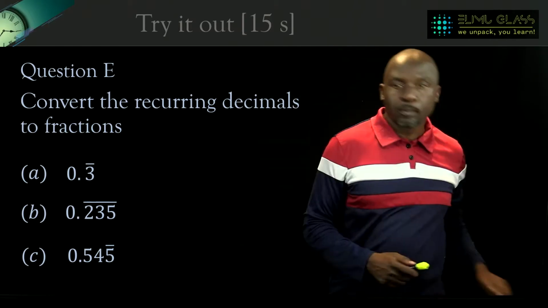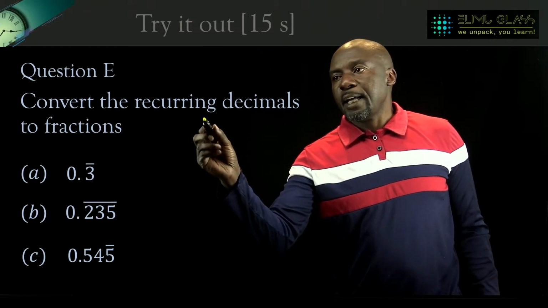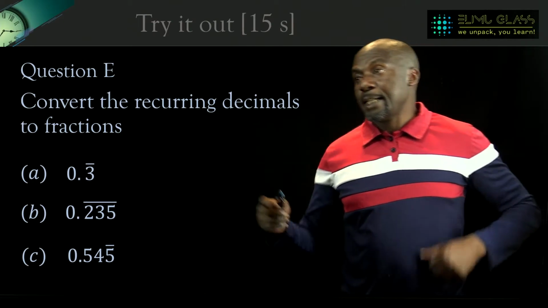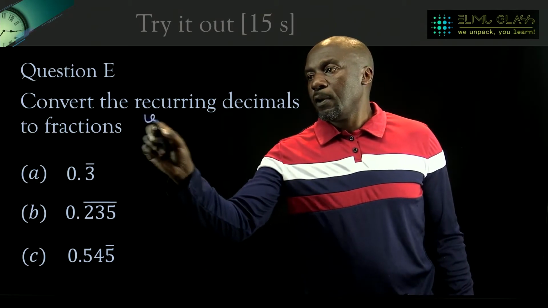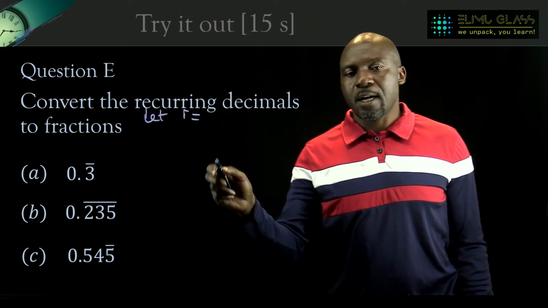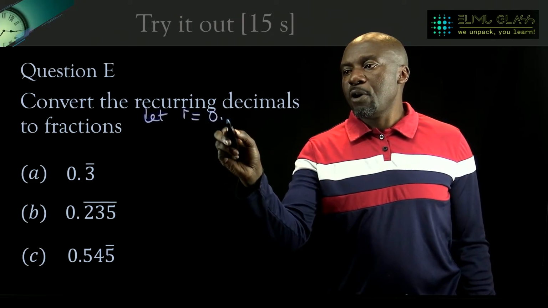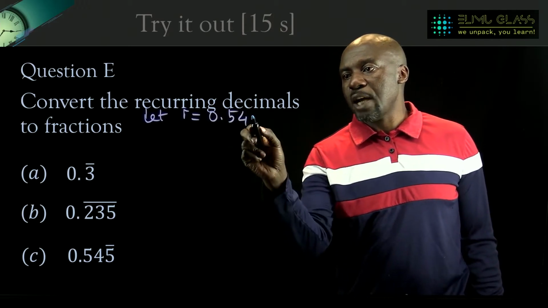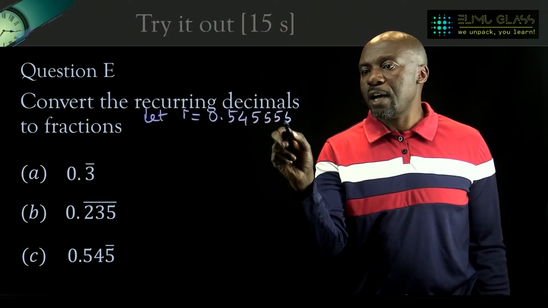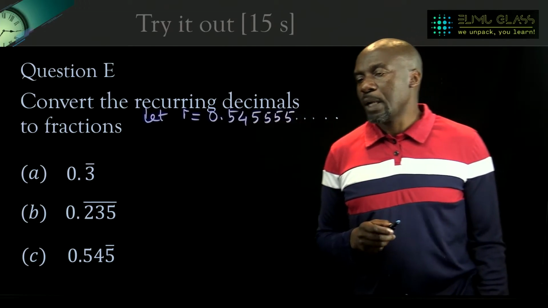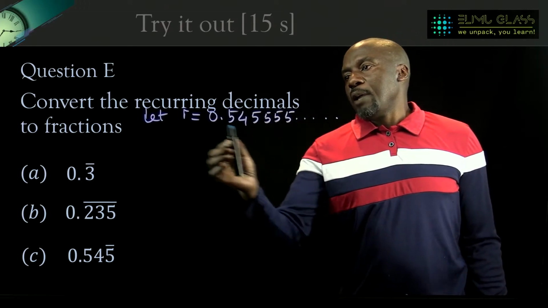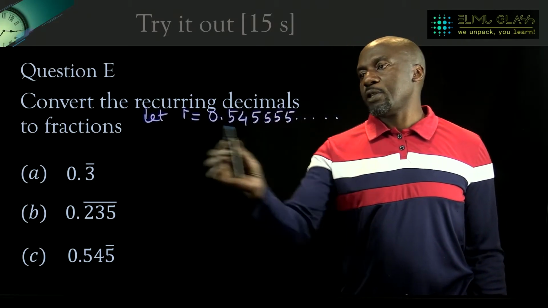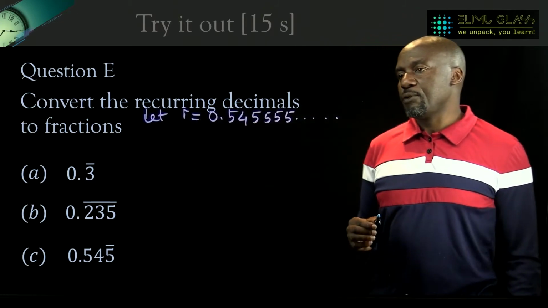Let's do that one. Once again, we'll do the same thing we've been doing. Let R, the recurring decimal, be 0.54, and recurrence is on the last digit. So now we can write 5, 5, 5, 5, recurring like that. Now if I multiply by, I'm never going to have 5, 4, 5, 5, 5. It's not possible whatever I do.